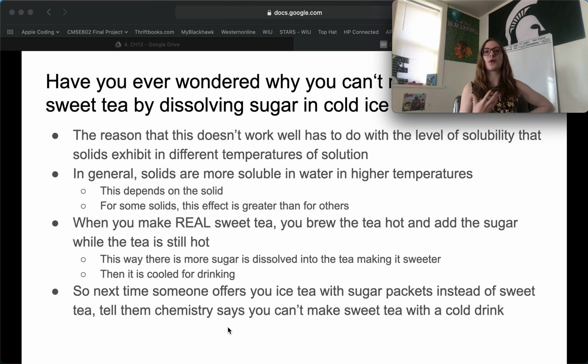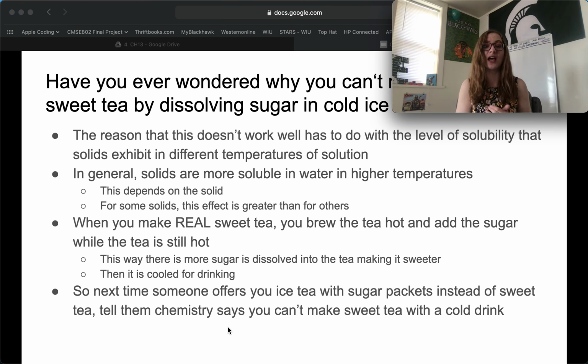The reason this doesn't really work well has to do with the level of solubility that solids exhibit in different temperatures of solution. Gases depend on both temperature and pressure. However, solids just depend upon temperature. In general, this isn't the case for every single solid out there, but what we're going to consider for this class is that solids are more soluble in water at higher temperatures.